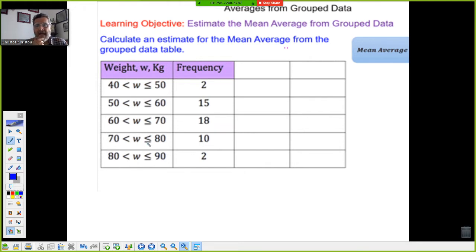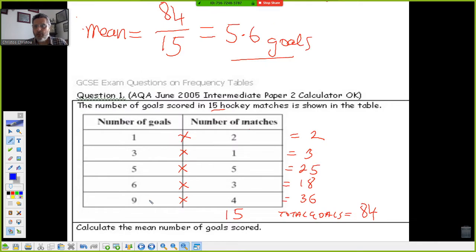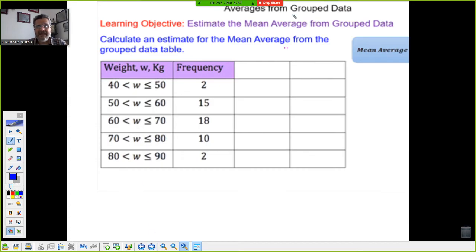So therefore, how can you possibly go 2 times whatever, 15 times whatever, 18 times whatever? Here, the whatevers are obvious. It's just a single number. This is not in groups. Here, the data is in groups. So what are we going to do? What are we going to multiply that 2 by? What are we going to multiply that 15 by? Answer, you assume that everybody in each class is sitting at the midpoint of that weight class.